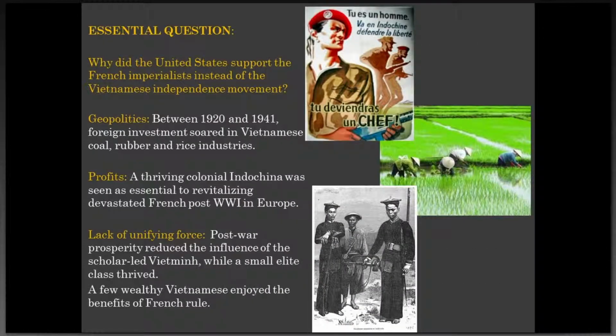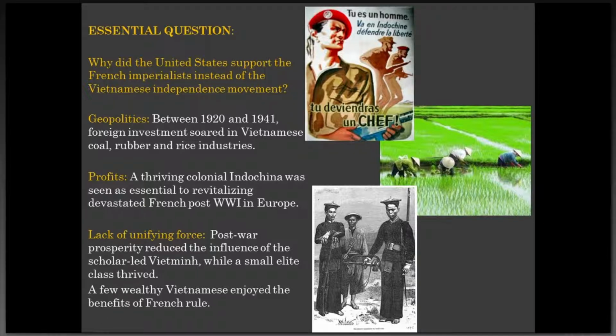This is particularly ironic given the United States sentiments, right? Our ideals of freedom and democracy, of self-actualization, autonomy, independence, right? These are things that we hold dear as our values. Understanding why we chose to support the French instead of the Vietnamese is very important. Some regard this as a missed opportunity for peace.